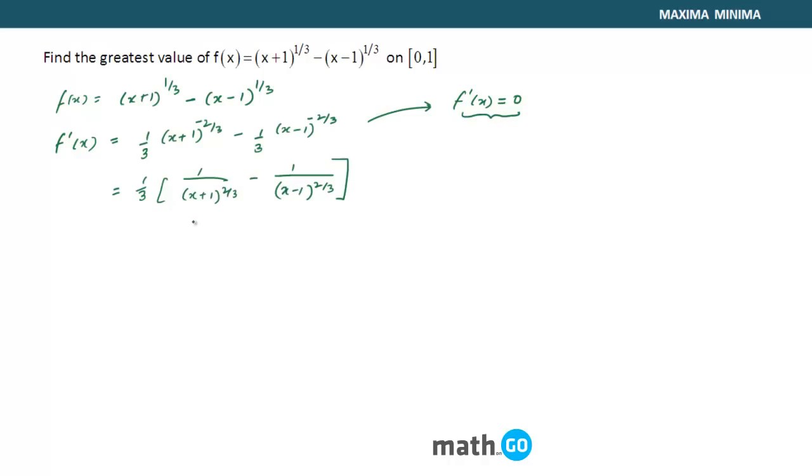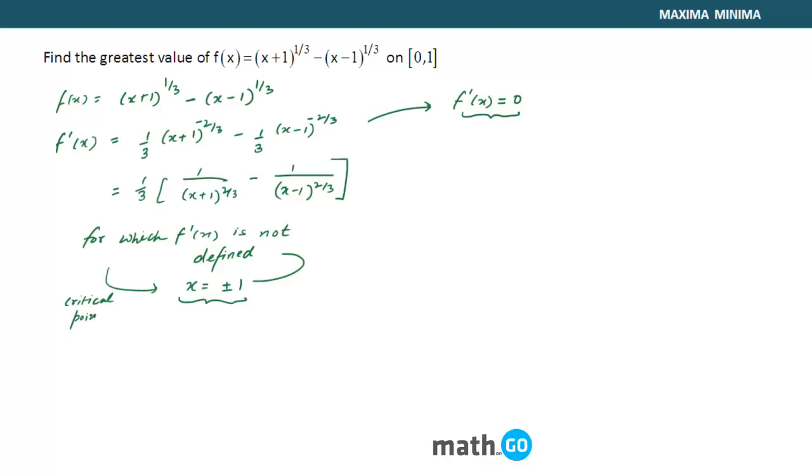Okay, now can you tell me what values of x are there for which f dash x is not defined? Can you tell me? Yes, so x equal to plus minus 1. At x equal to plus minus 1, f dash x is not defined. Why? Because it is in the denominator, so it will not be defined. Okay, so we'll talk about this because this is also our critical point, as I told you in the earlier concept, that it is also a critical point where f dash x is not defined.